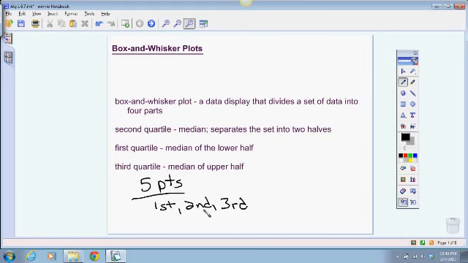Keeping in mind that the second quartile is the original median. And then you also need the least and greatest numbers.